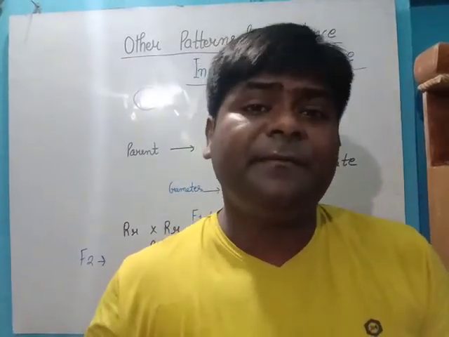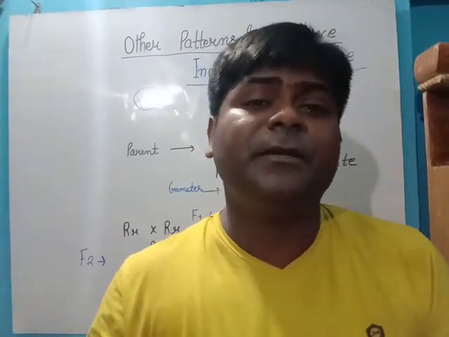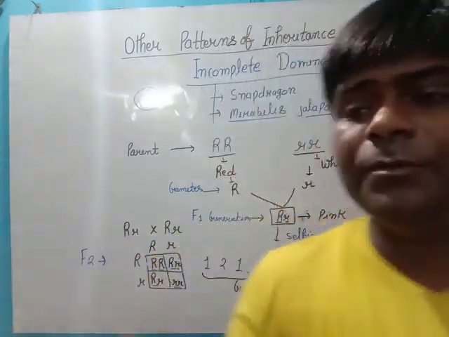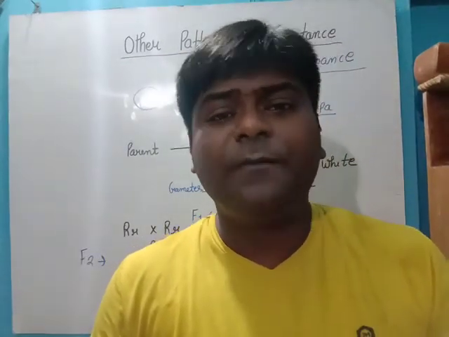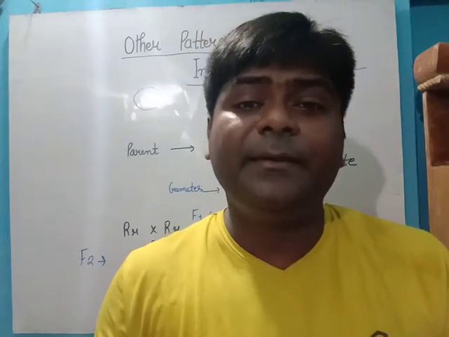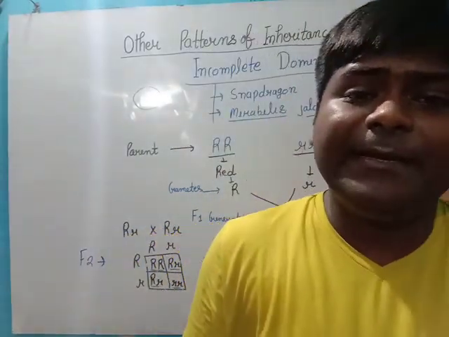In F2 generation we have a 1:2:1 genotypic ratio, and we don't have a 3:1 phenotypic ratio here. You can see the phenotypic ratio is like the genotypic ratio. So it means it is completely not following Mendel's law. That's why we are discussing the other patterns of inheritance despite having Mendel's work. We'll take the next pattern of inheritance, that will be codominance.